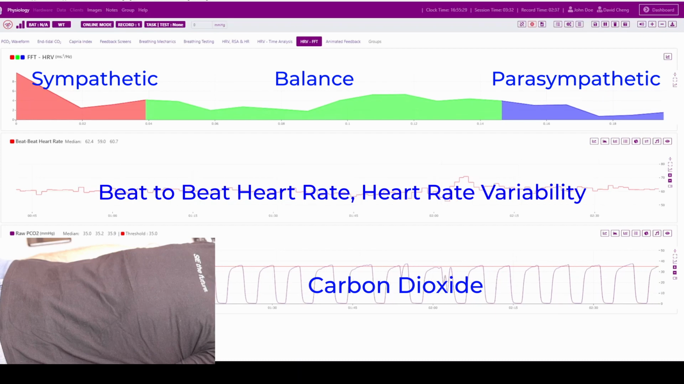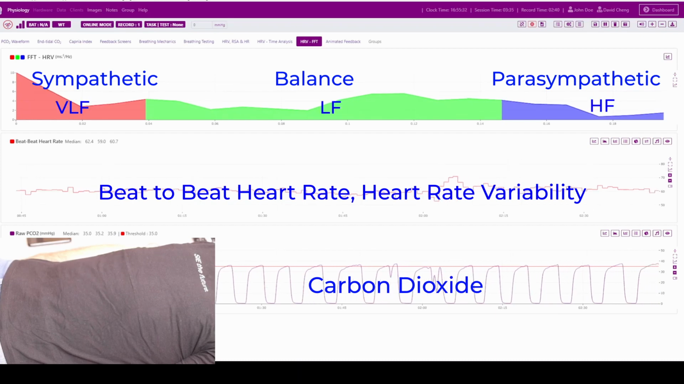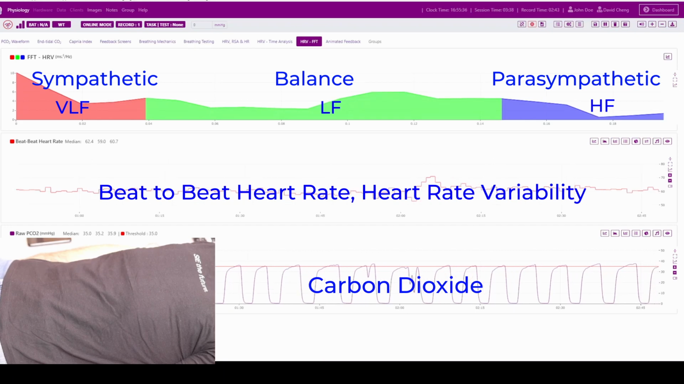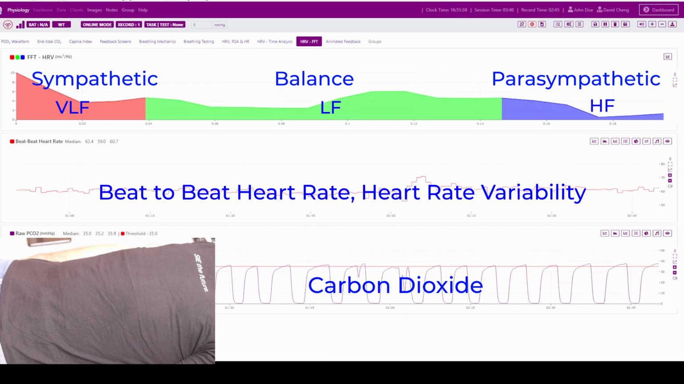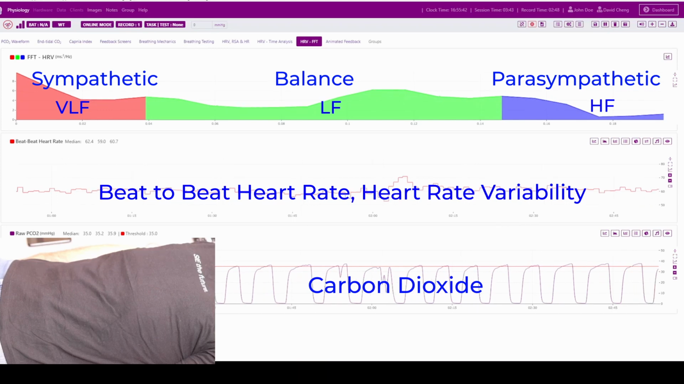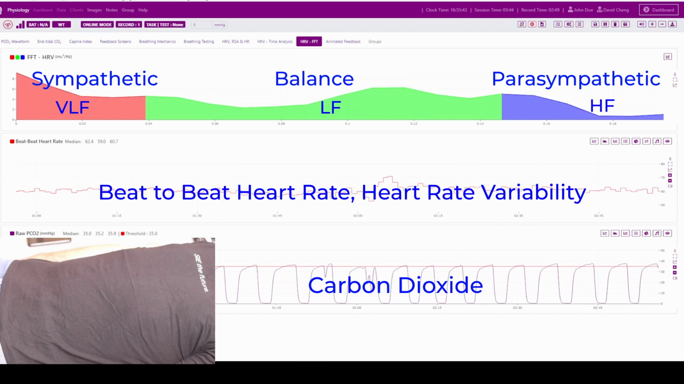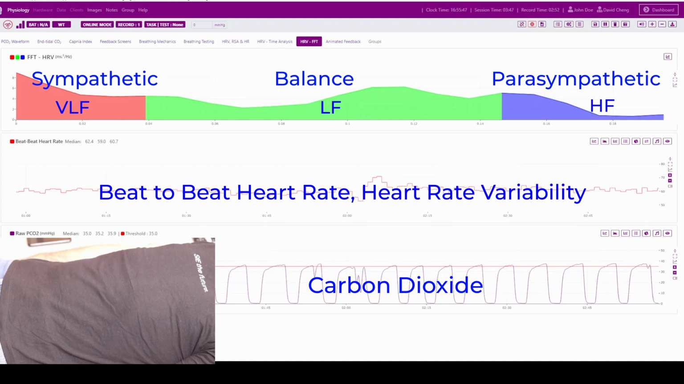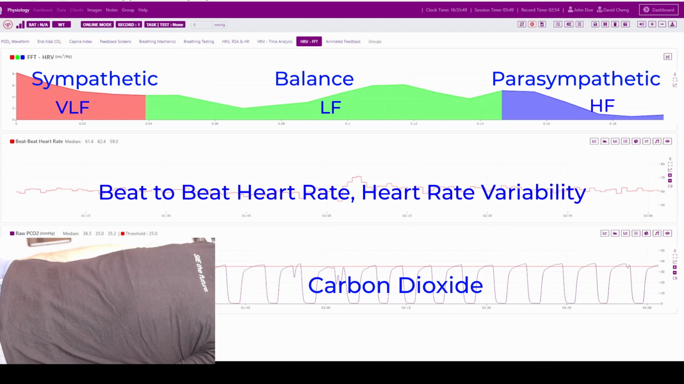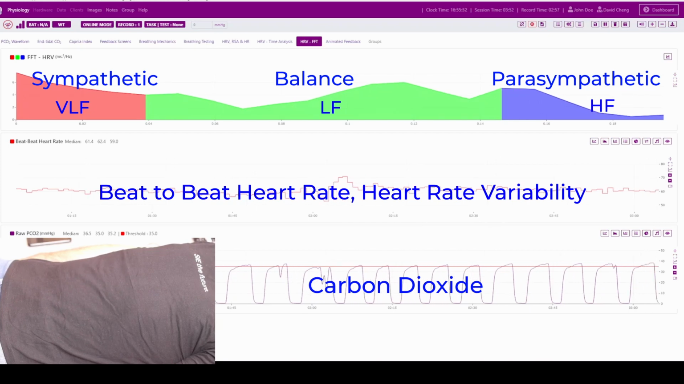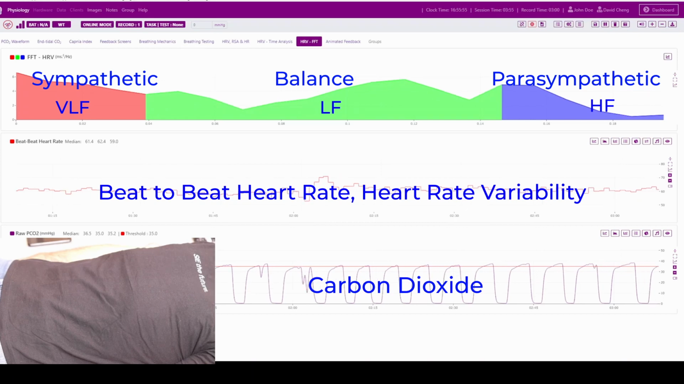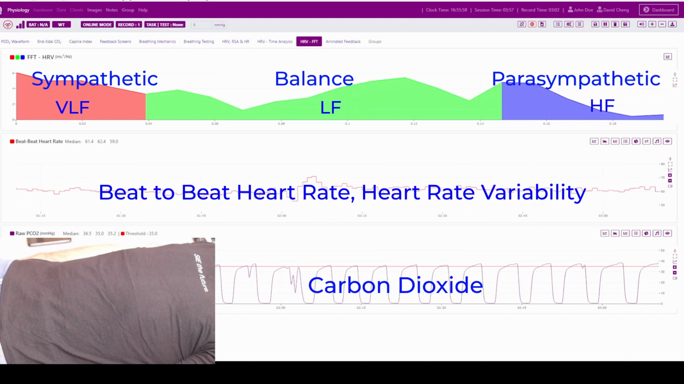If you look at it, the red zone is what we call a very low frequency zone representing the sympathetic nervous system. The green zone is a low frequency zone, which is representing a balance between the sympathetic and the parasympathetic system. And the purple zone is the high frequency zone representing the parasympathetic activity.